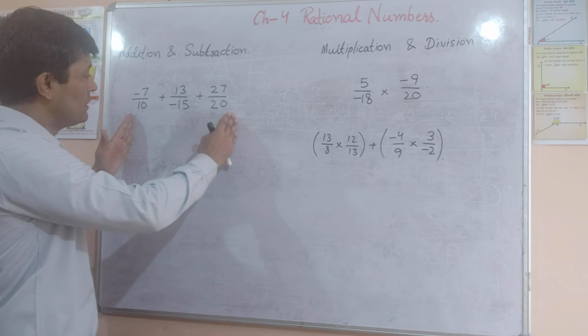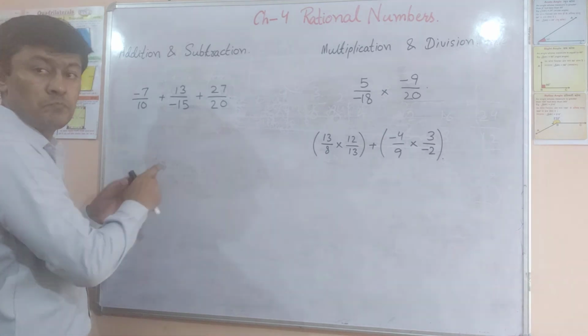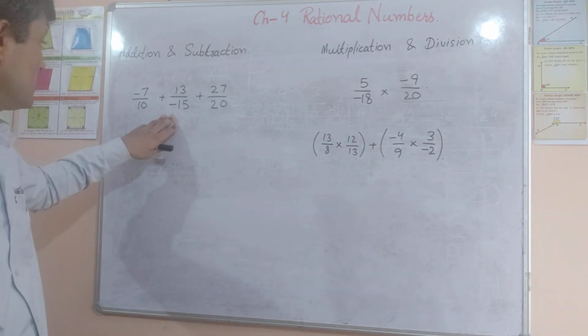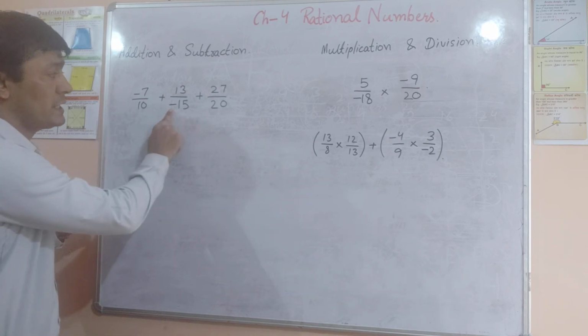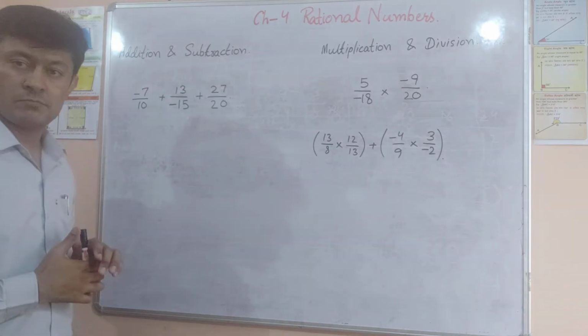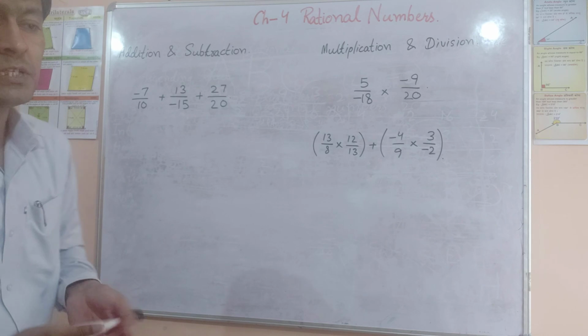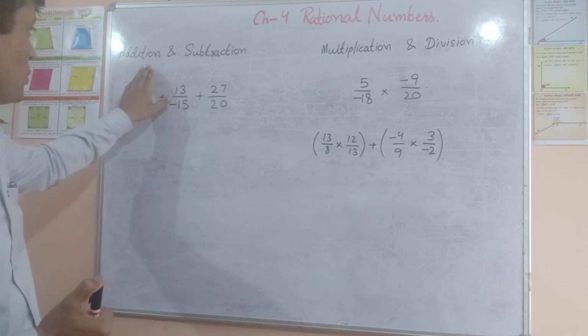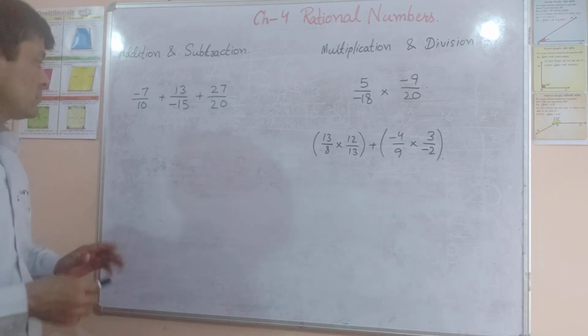Now as an example I have taken this question because this sum includes both the negative numbers as well as the positive rational numbers. Negative rational numbers में positive भी है, so in this case both addition and subtraction will be involved.